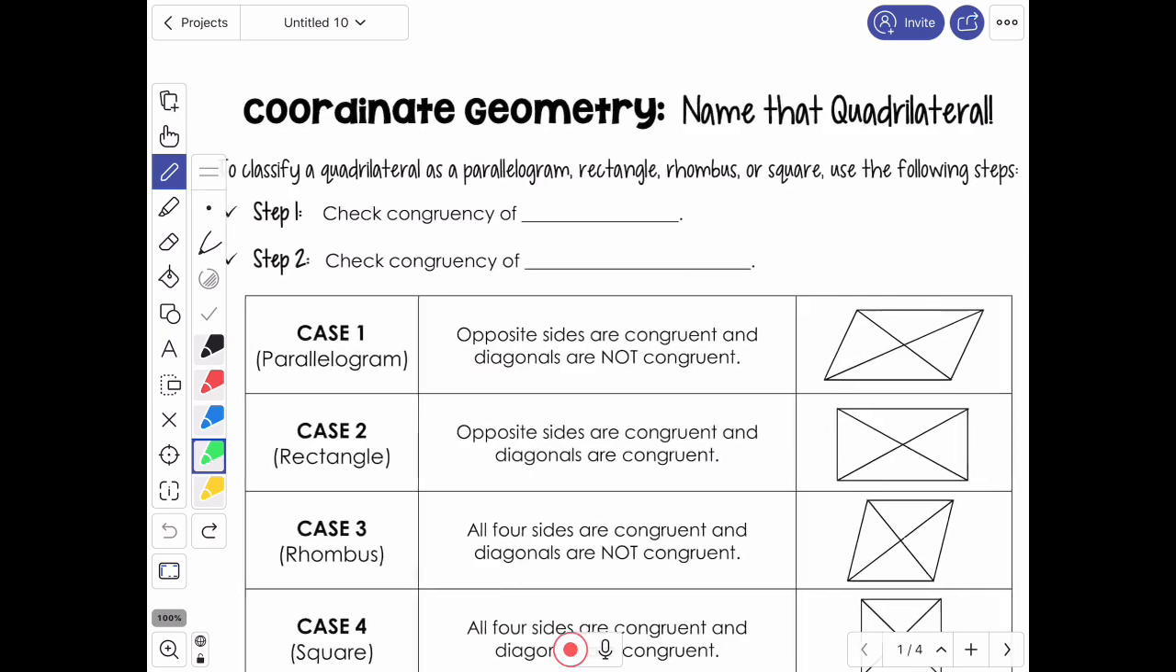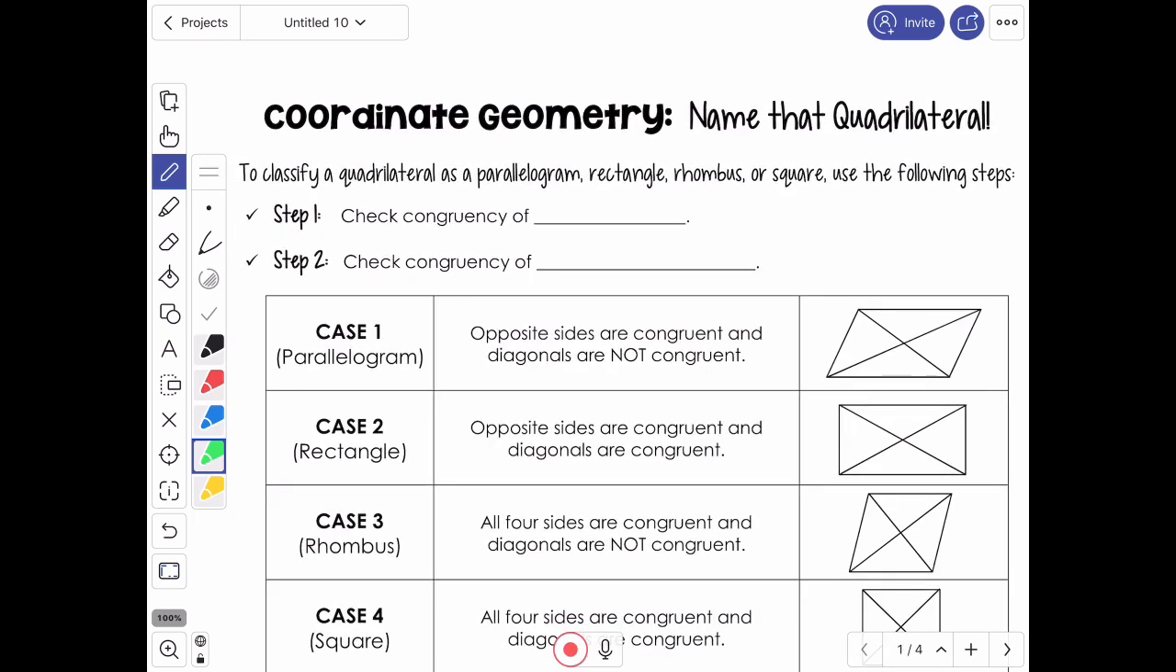So we're trying to figure out by just having coordinates what type of quadrilateral this is. So the first step, you're going to check the congruency of sides, okay? And whenever you're checking congruency, that means you're using the distance formula. So I'm going to write that somewhere in a second. The second step is to check the congruency of diagonals.